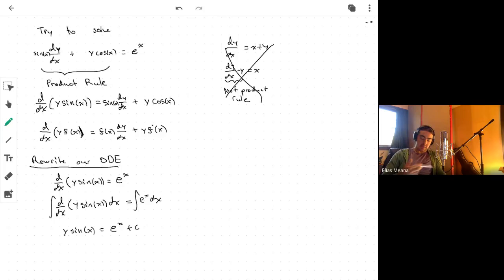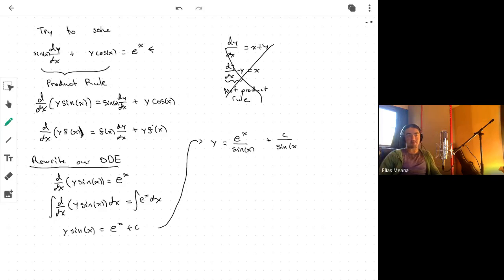Okay. Right? And so if we wanted to find y, all we have to do is divide by sine of x. So we end up with, I'll move it up here. If this model is true, then we have y equals e to the x over sine of x plus c over sine of x. Okay? This is our general solution to that differential equation.